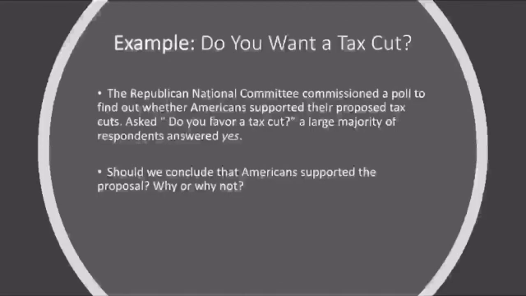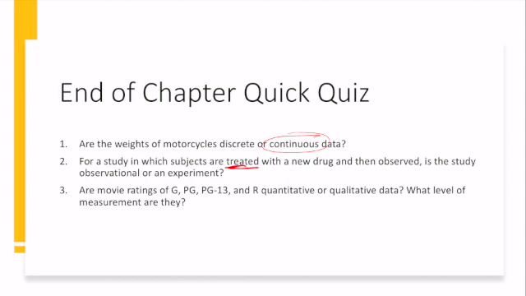For a study in which subjects are treated with a new drug and then observed, is this study observational or an experiment? Remember, observational studies don't have any treatment. Experimental studies do. So because we're treating our subjects with a new drug, this is an experiment. So our movie ratings of G, PG, PG-13, and R, qualitative or quantitative data? Well, they don't have a number associated with them, so they're qualitative. So if they're qualitative, what level of measurement are they? Well, there are two levels of measurement for qualitative data: nominal and ordinal. Now, movie ratings have a specific set order, so this is going to be ordinal level of measurement.